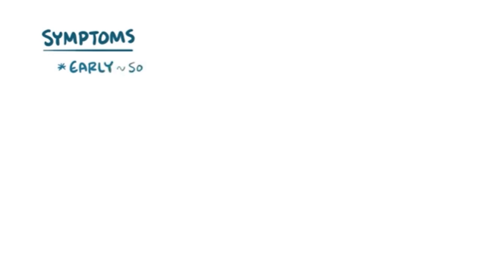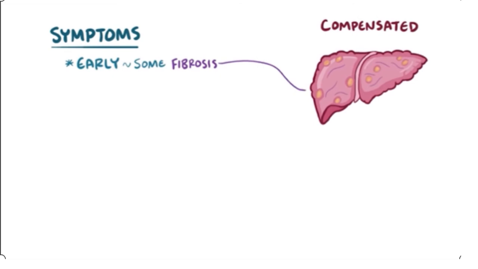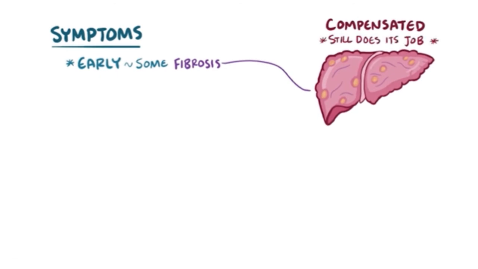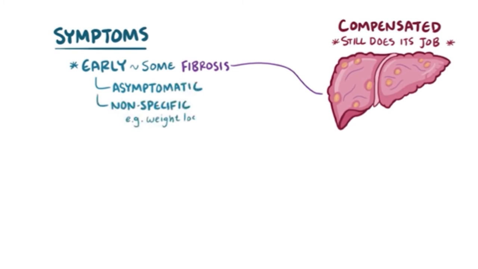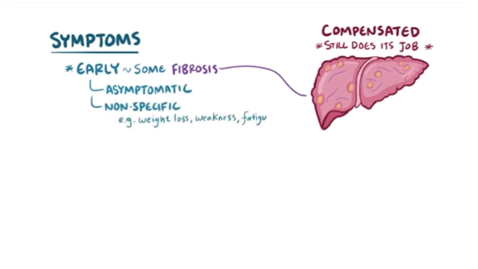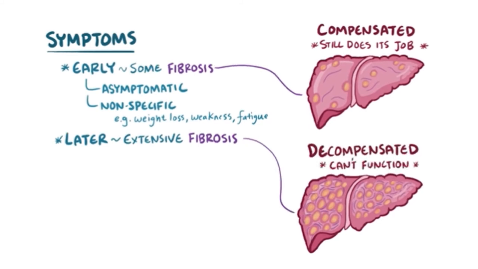So there are early symptoms of liver cirrhosis or liver fibrosis when there is some fibrosis and most of the liver is functioning normally. This is called compensated liver disease, when the liver is able to perform its function at baseline while things are normal. It means it still does its job. It is asymptomatic or has non-specific complaints like weight loss, weakness, fatigue. When there is extensive fibrosis, the condition is called decompensated, when it cannot function even in normal circumstances.